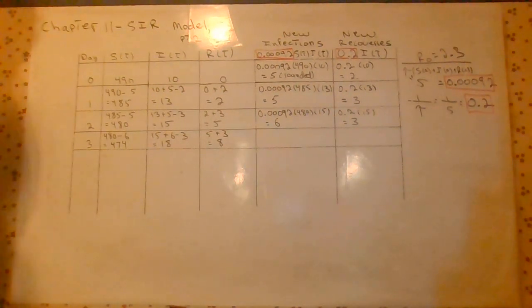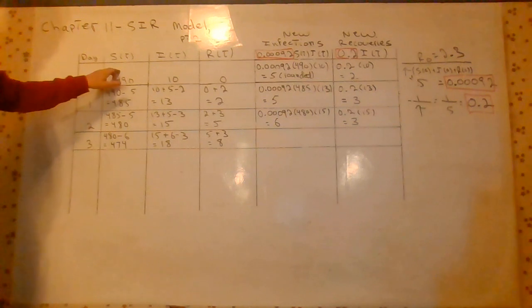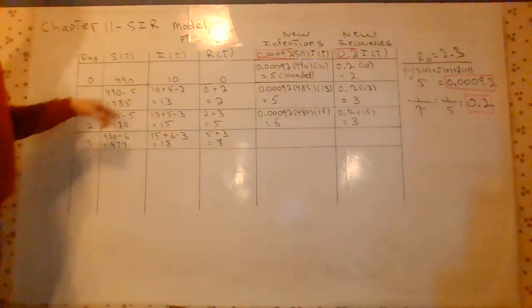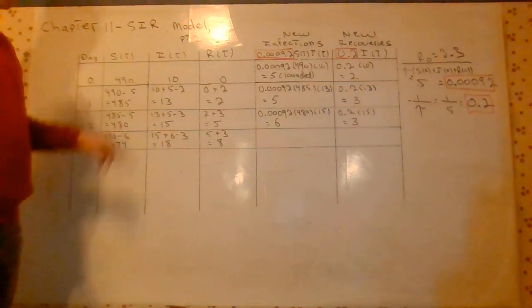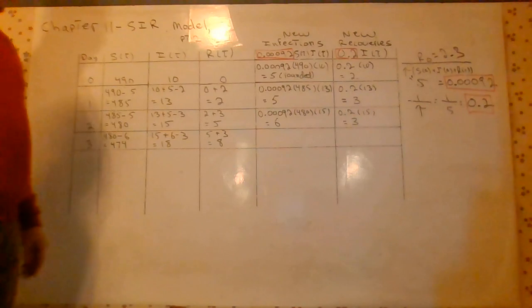Chapter 11, SIR Model Part 2. Just to return to the problem we had in the previous video, let's suppose we have 490 susceptible individuals that can catch the disease. 10 infections are introduced into this population of 500. None recovered, so we're starting our experiment in the beginning.